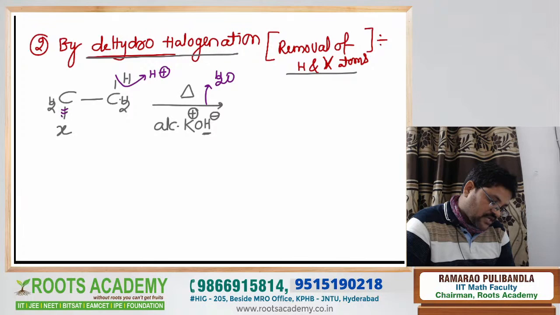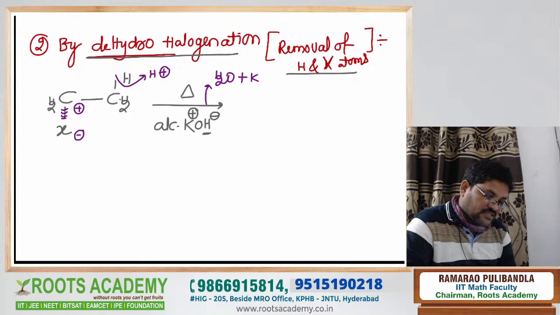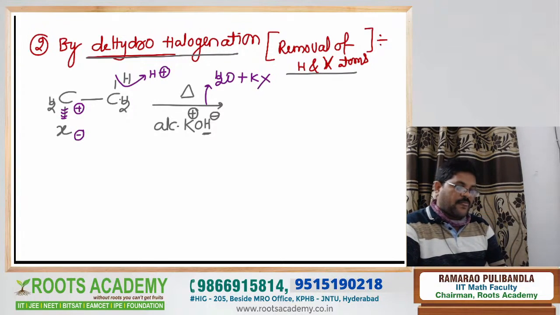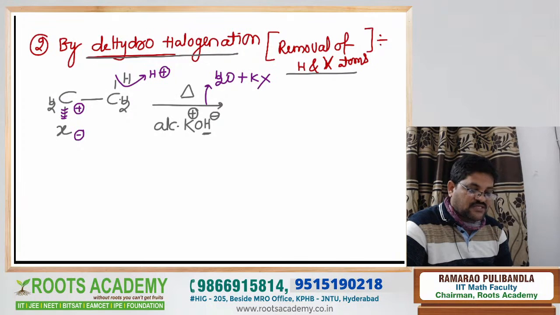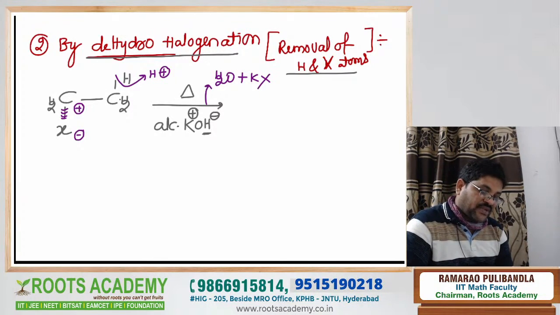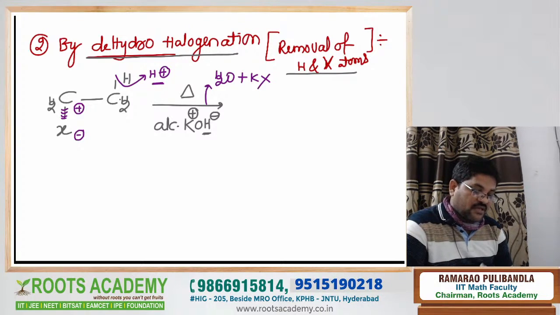Halogen carries a negative charge. On heating, halogen leaves as X minus, loss of KX. Now K plus combines with X minus, loss of KX. That is called dehydrohalogenation. That means H plus ion is removed by using the strong base OH minus, and X minus ion is removed in the form of KX.